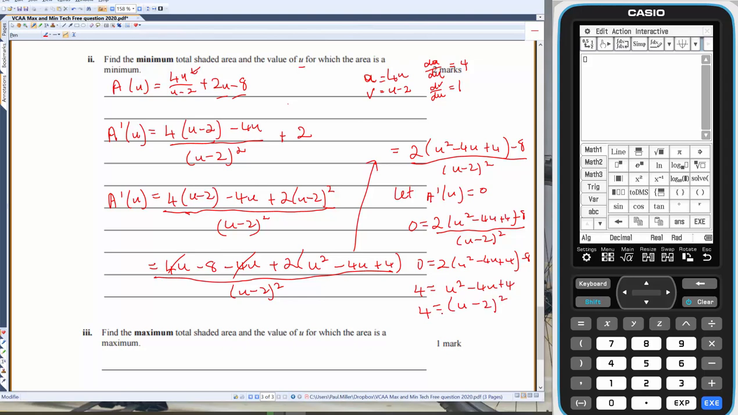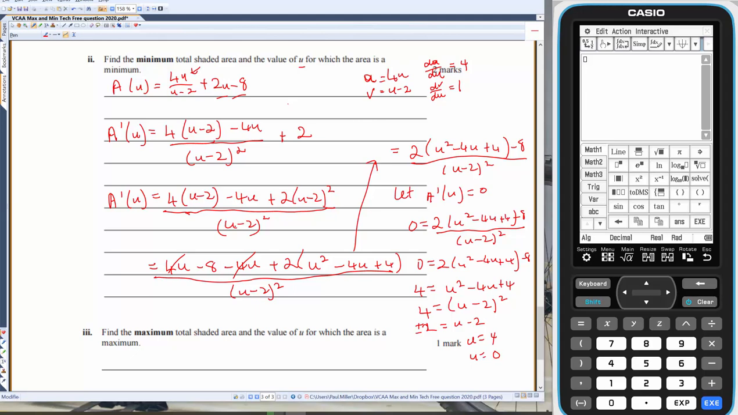Now I'm going to root both sides. It's going to be plus or minus 2 equals u take 2. All right, we're nearly coming to the end of this. u is equal to 4, or u is equal to 0. All right, so we've got two possible solutions.